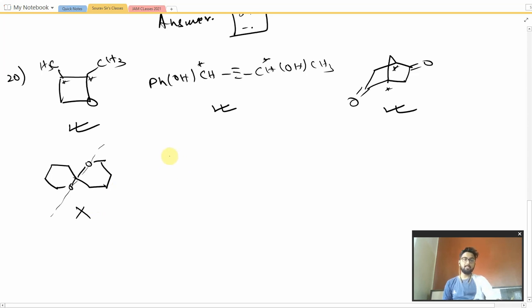Now the next structure is a derivative of ferrocene. Here we have CH, CH, OH, CH3. So obviously this carbon is chiral. So this would be showing R and S isomers, enantiomers, and therefore would be exhibiting stereoisomerism.